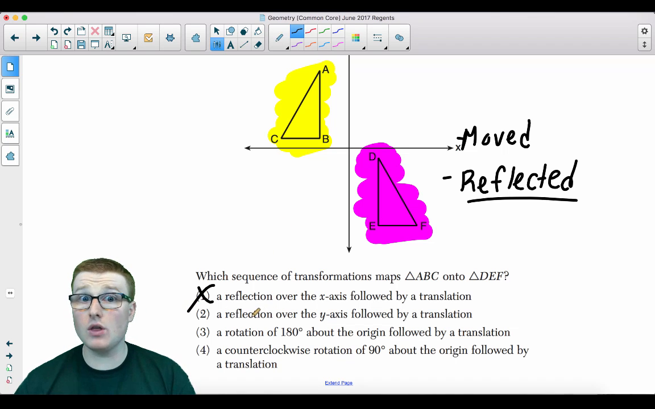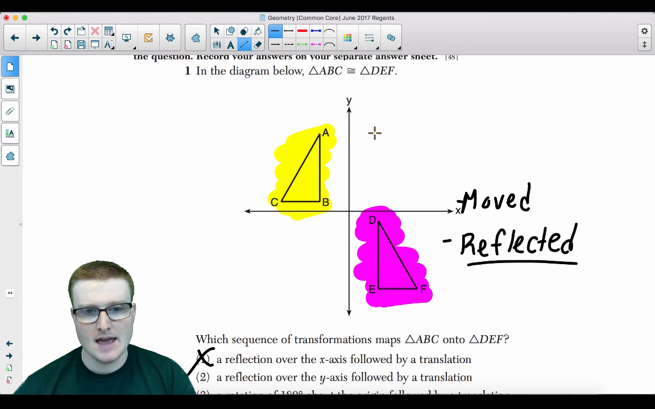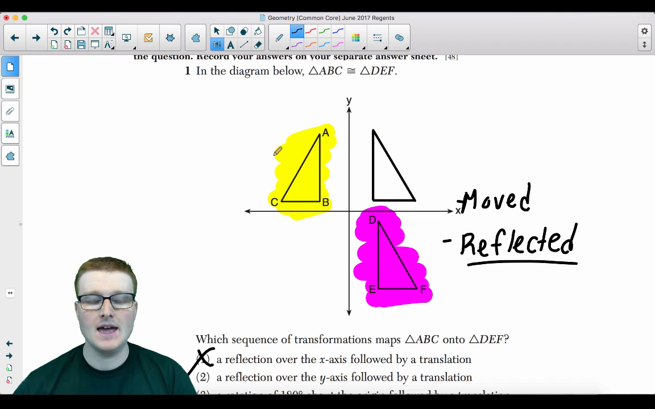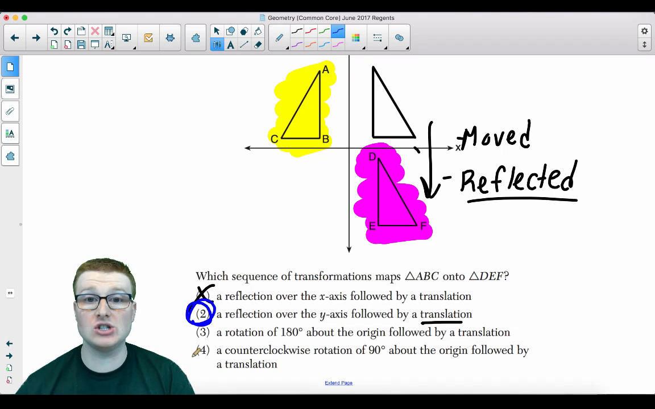A reflection over the y-axis followed by a translation. So the y-axis is the vertical axis that you see right up here. And if we were to reflect it over this axis, this is what it produces. It produces that triangle. And then if we translate it downwards, yes, that's a proper mapping. So that's going to be choice 2.